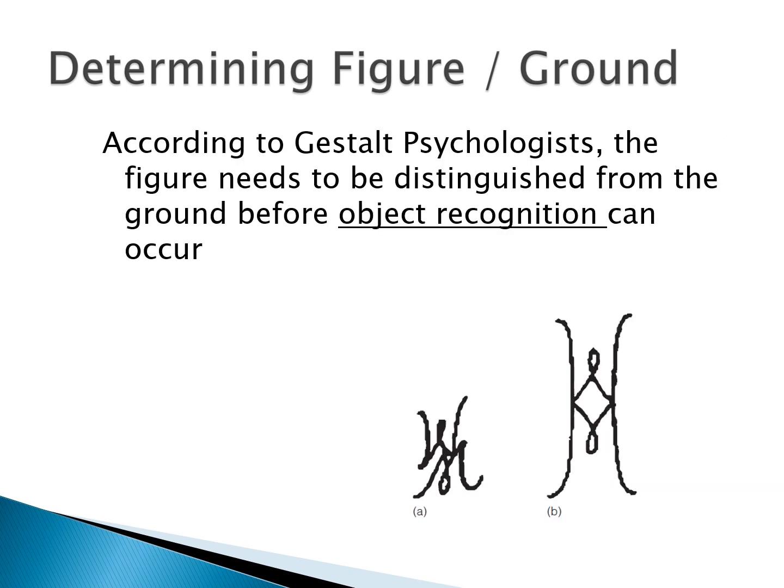And when we look at determining figure from ground, according to Gestalt psychologists, so according to Max Wertheimer, the figure needs to be distinguished from the ground before object recognition really occurs. So we're doing this perceptual organization and applying those Gestalt principles before the object recognition. If I ask you what you see in A, most people see a W on top of an M. If I ask you what you see in B, some people still really easily see the W on top of the M.